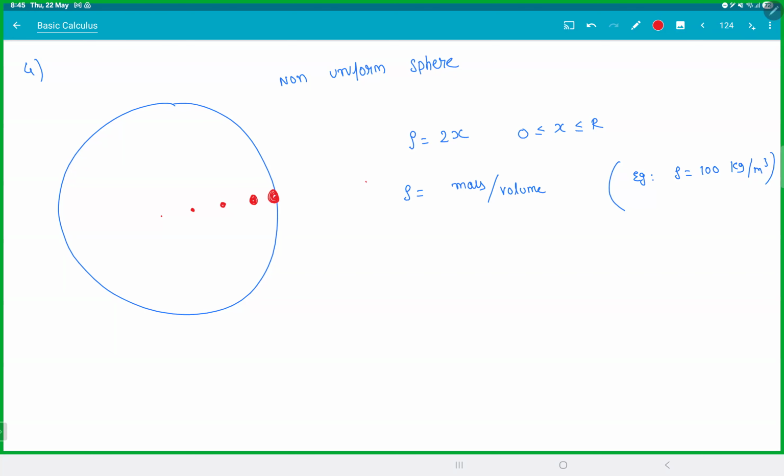If you look at this, Earth is the reverse of this. Earth, outside is light. As you go into the Earth, it becomes denser and denser. The center of the Earth is the densest. It is molten iron, right? So here the density decreases as you go away from center. Can you find the mass of the sphere?